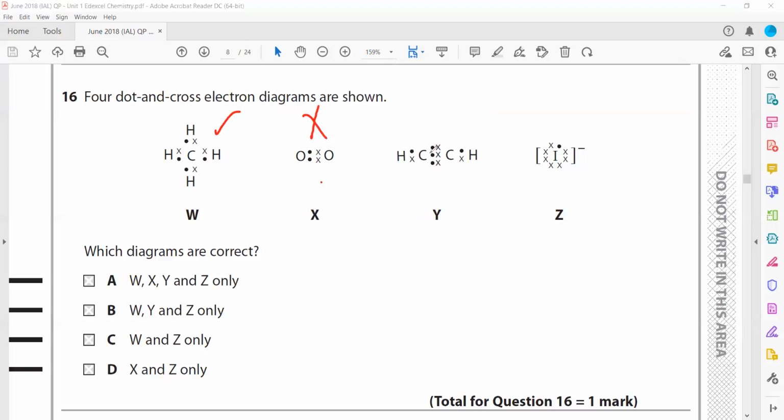Then carbon shares 4, 1, 2, 3, and 4, and there is no unshared electron, so that's right. And iodine has 7 electrons, and 1 it took. So W, Y, and Z are correct. So B will be the right answer. Why not X? Because X should have a lone pair on oxygen, but there is no lone pair drawn on oxygen. So B is the right answer.